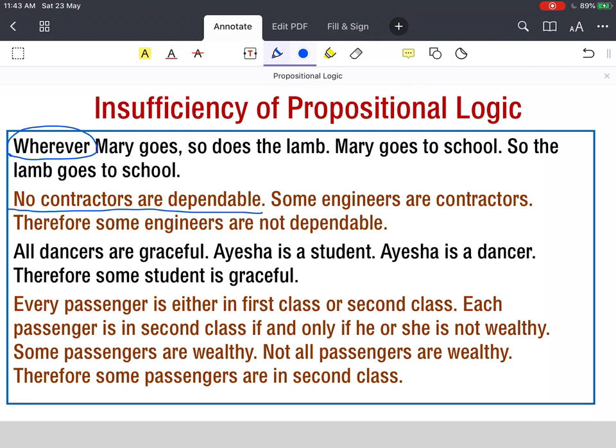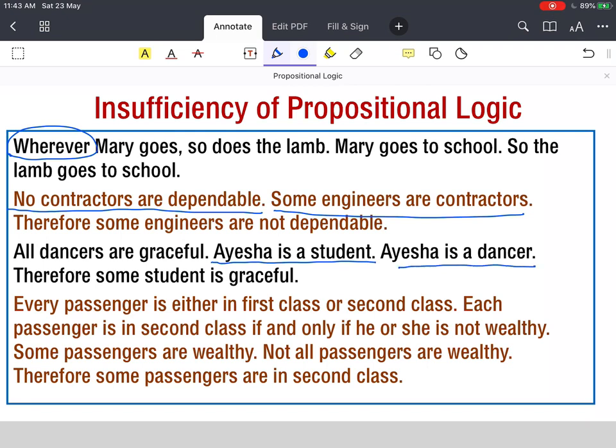The second example: no contractors are dependable. How will we encode this? We can say contractors are dependable, contractors are not dependable. But there is no contractor who is dependable. Similarly, some engineers are contractors. So we are entering into a domain where we talk about everybody, somebody, everything, something, nobody. So this is not easily encodable in Boolean logic or propositional logic.